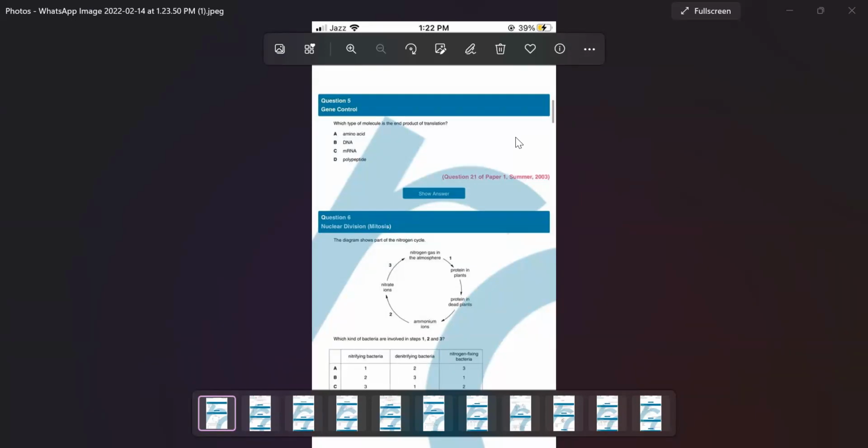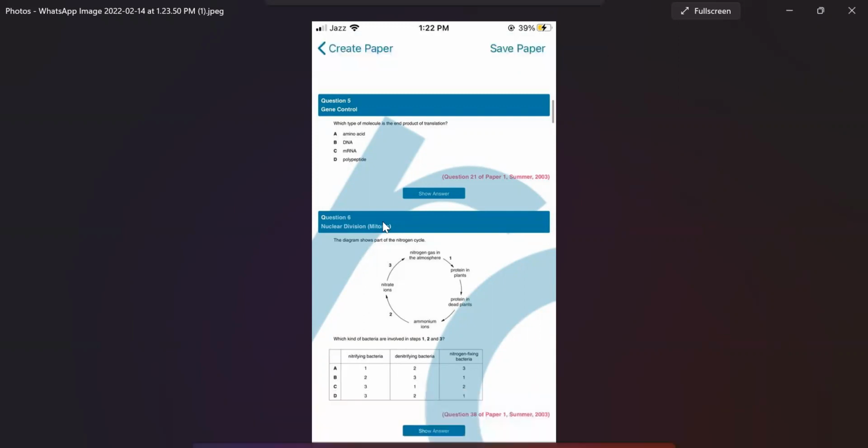Okay, so now we have question number 5. Question number 1 is going to come as well, so don't worry about it. Which type of molecule is the end product of translation? Very easy. You guys tell me, be quick. Amino acid, A. Okay, Abdullah, what do you think? Yeah, it's also A. Okay, so you guys are incorrect.